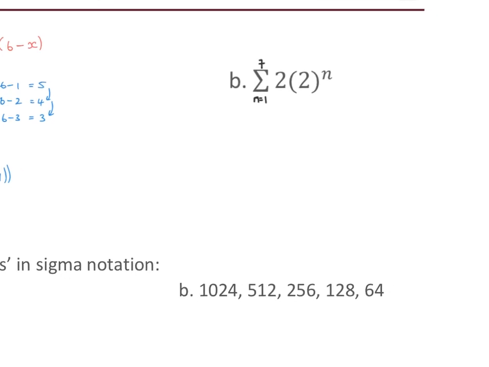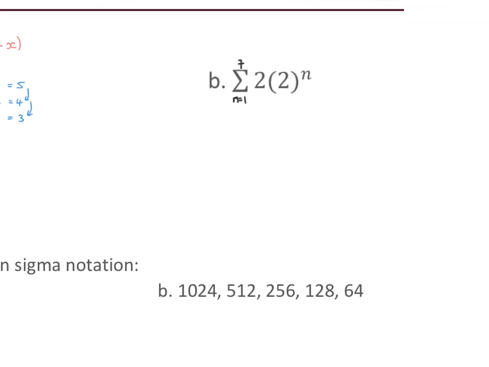Okay, moving on to question B. We're still doing the sum here, so we've still got that sigma notation. And this time we've got n equals 1 and 7. Again, the first thing we're going to do is generate the first couple of terms. So when n equals 1, that equals 4. If n equals 2, that's 8. And if n equals 3, that's 16.